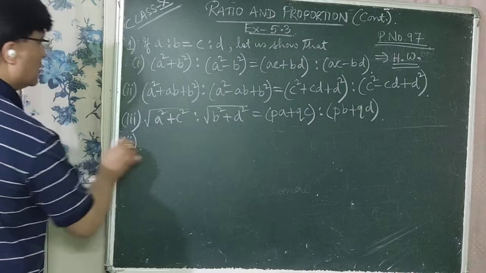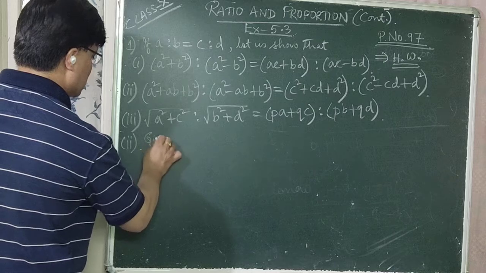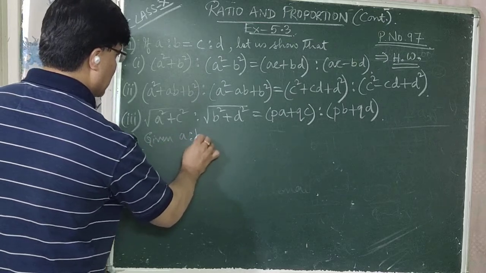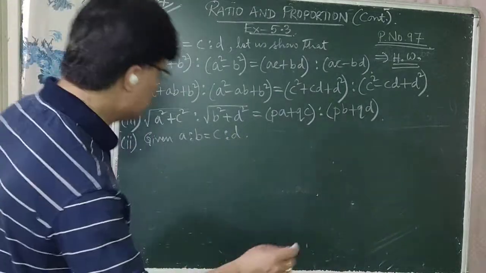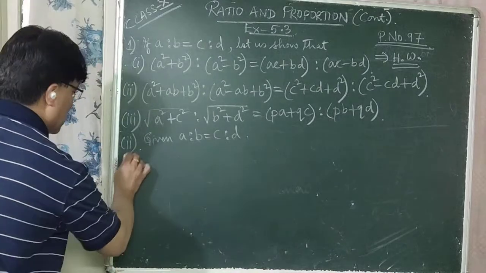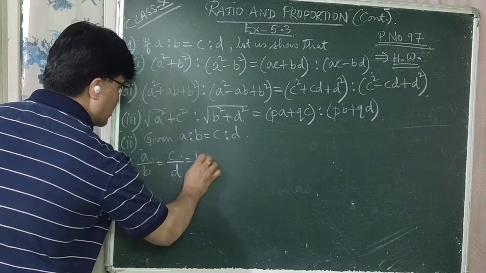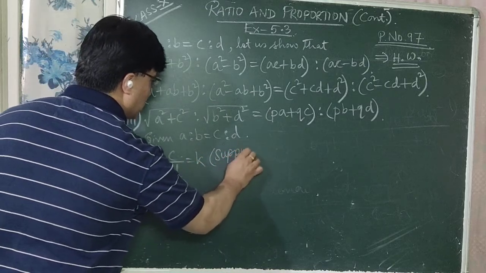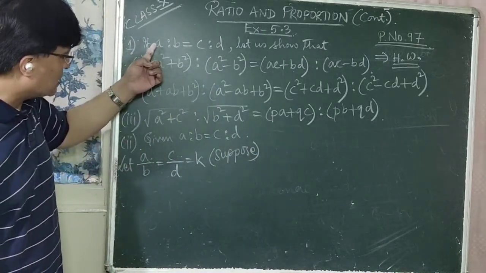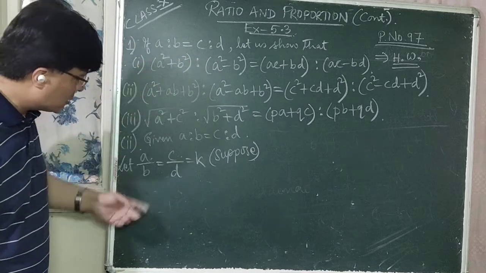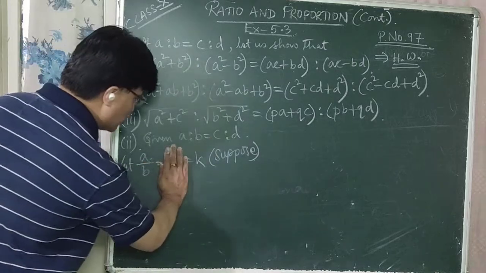So solution for number 2. What is given here? Your given is A is to B is equal to C is to D. So you can use the K method here. Let us assume this ratio can be written in terms of fraction. So let A upon B is equal to C upon D is equal to K, suppose. So this problem is known as the K method, right?